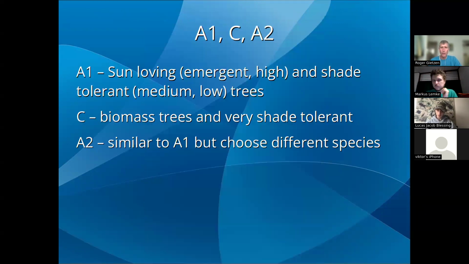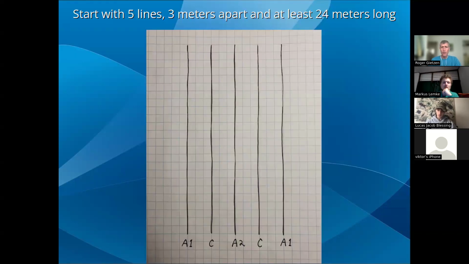And so A1, that's for people to review later, but generally I do A1 a little differently than I did in the guidebook. In the guidebook, I think I would say A1 was emergent and medium, so it's a tree that loves sun with a tree that tolerates shade. And then A2 was a different match. It would be high with low, so it would also be a tree that loves sun with a tree that tolerates shade.